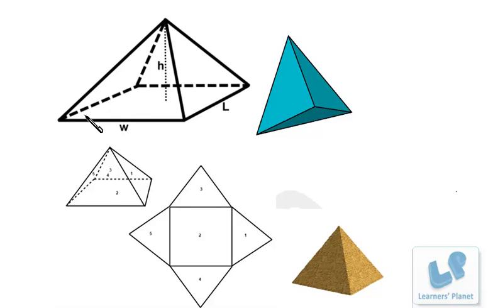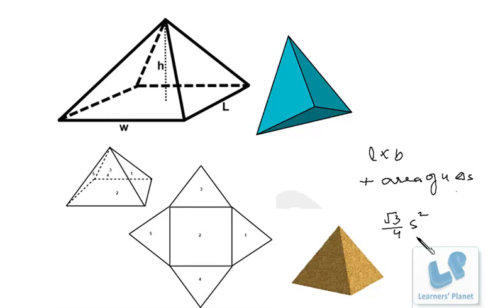See, the base area will be length into breadth. If it is a square, it will be length square. That is the base area, plus there are four triangles. So, the area of four triangles, right? Now, if it is an equilateral triangle, the area of each triangle will be root 3 by 4 side square.